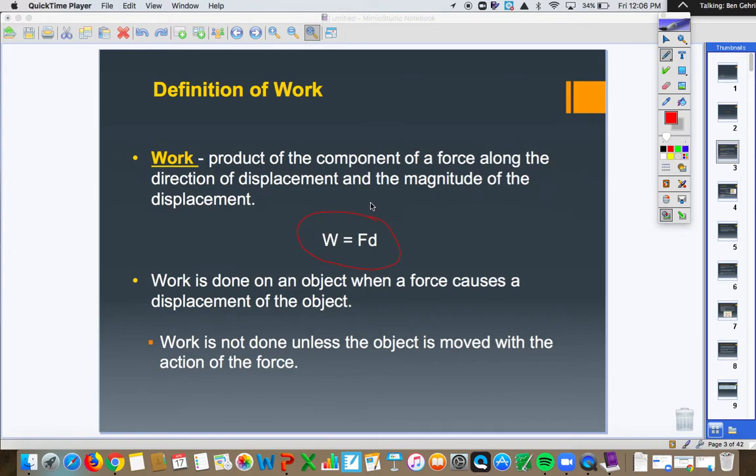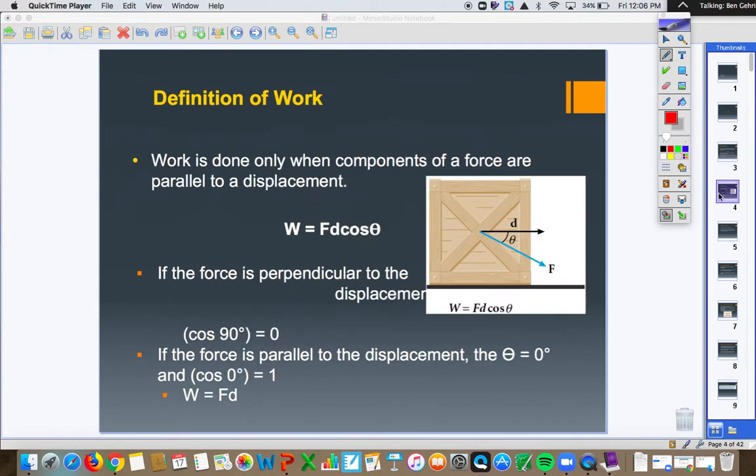If I push something and it doesn't move, I've done no work, regardless of how hard I push. Again, work is not done unless the object is moved with the action of the force. So the force has to move the object in order for work to be done. All right. And then if we have an angle, the only components of the force that matter are the ones that are going parallel to the displacement.